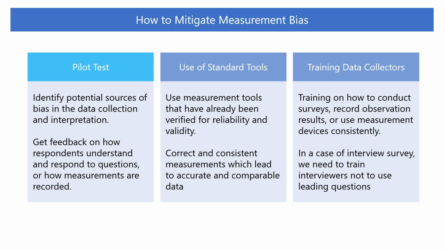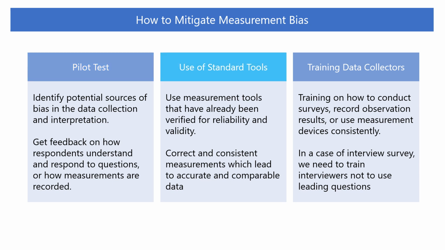The first one is doing a pilot test of the measurement tool. Measurement tools include survey and interview protocols, electronic instruments, etc. Implementing a pilot test of the measurement tool before the main survey can help identify potential sources of bias in the data collection method and interpretation of questions. By conducting a small-scale pilot survey, we can get feedback on how respondents understand and respond to questions, or how measurements are recorded. We can use this feedback to fine-tune the measurement tool.